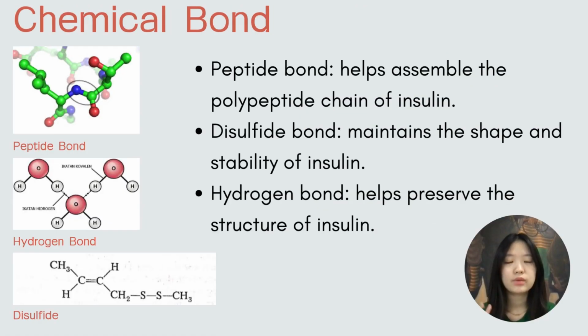Okay, so there are three chemical bonds in insulin. There's the peptide bond, which helps assemble the polypeptide chain of insulin; the disulfide bond, which maintains the shape and stability of insulin; and lastly, the hydrogen bond, which helps preserve the structure of insulin.